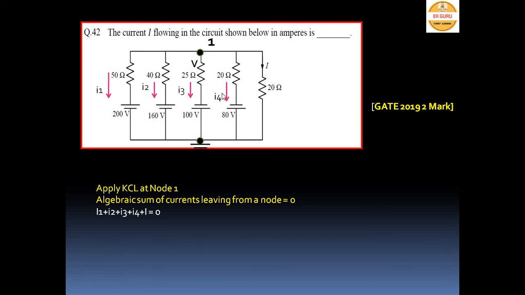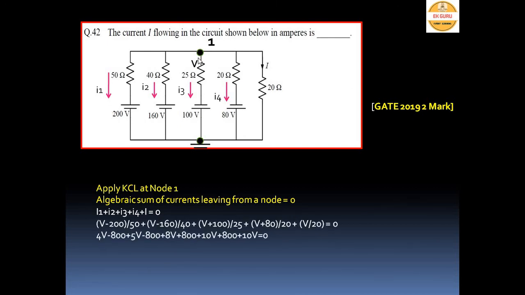After assigning the outgoing branch currents, apply KCL at each node. We have only one node, so apply KCL at node 1. KCL is nothing but the algebraic sum of currents leaving a node is equal to 0. Then I1 plus I2 plus I3 plus I4 plus I is equal to 0. So I1 is equal to node voltage V minus 200 by resistance 50. I2 is equal to V minus 160 by 40.